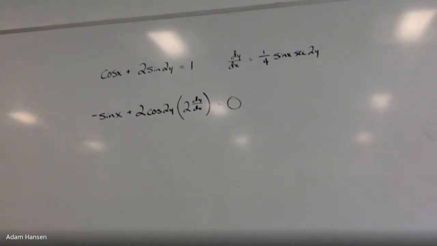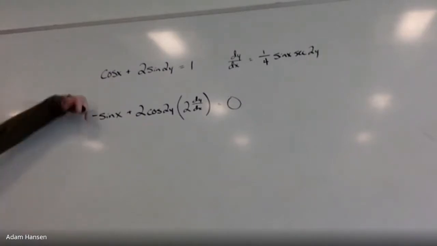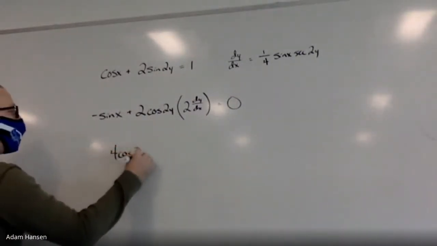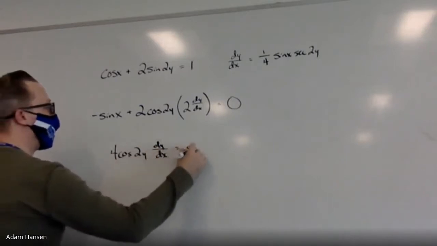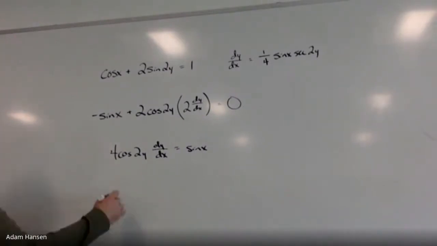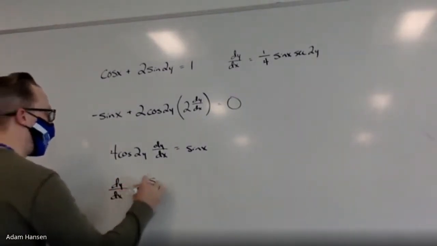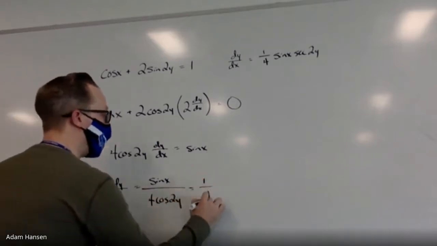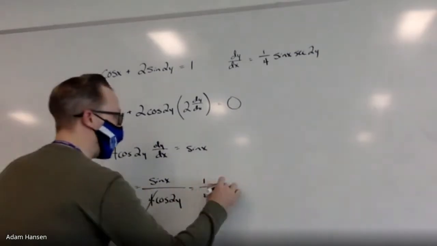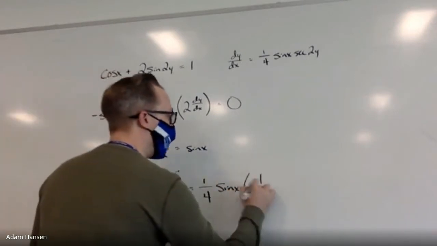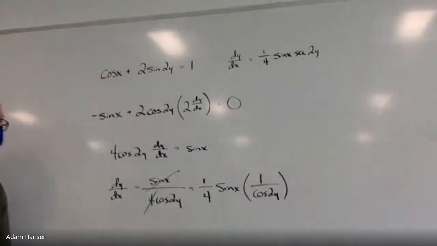I want to get this term, the negative sine x, on the other side of the equals sign. So I'll bring down 4 cosine 2y dy dx equal to positive sine x. And what's next? Divide by what? 4 cosine 2y. To get the answer I had, we're going to rewrite it a little bit differently as a 1/4 instead of dividing by 4, and a sine x, I had it right here. And instead of dividing by cosine 2y, let's write that as 1 over cosine 2y, same thing.